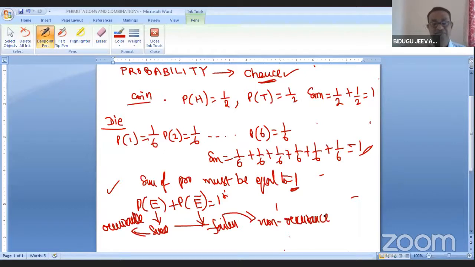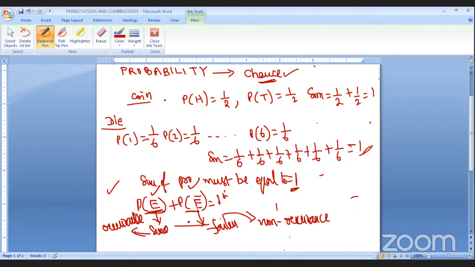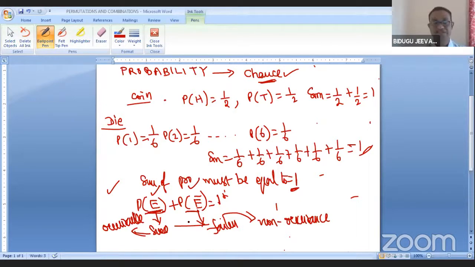Following? See, when I know the success probability, I can calculate failure. How? 1 minus this one. If I know this, I can calculate this. Follow my point? So I said 3 points. One is what probability means, what we are doing, what we are getting. Second is probability value lies between 0 and 1. If it is 0, that is impossible. If it is 1, that is definite probability. Third, sum of probabilities must be equal to 1. So this is what I want to cover in today's session.